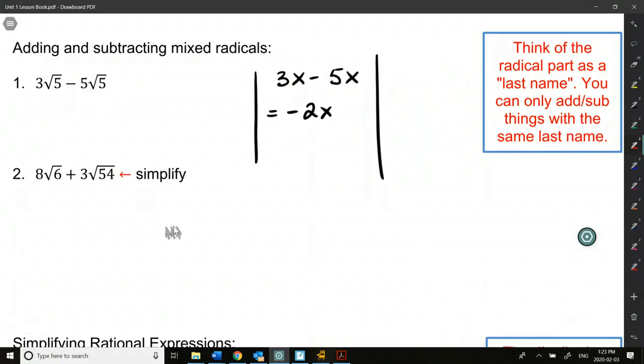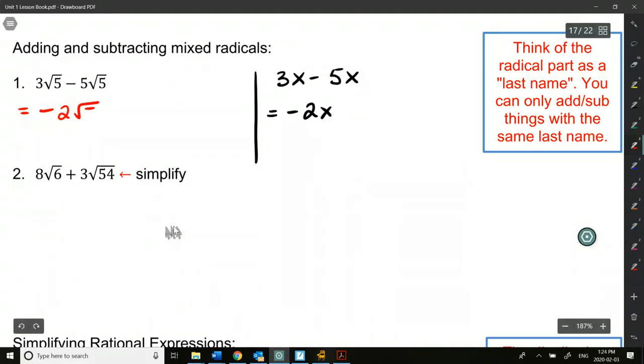So in the first one, you'll notice we have both of these ending in root 5. So if I take 3 root 5s and I subtract 5 root 5s, I'm left with negative 2 root 5. Just like when I do 3x minus 5x, I'm left with negative 2x, right? And is 5 fully simplified? Yeah. There's no perfect squares inside of 5 other than 1, obviously. Okay, so that one's good.